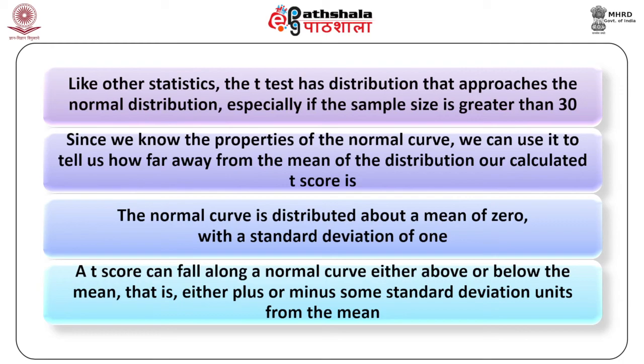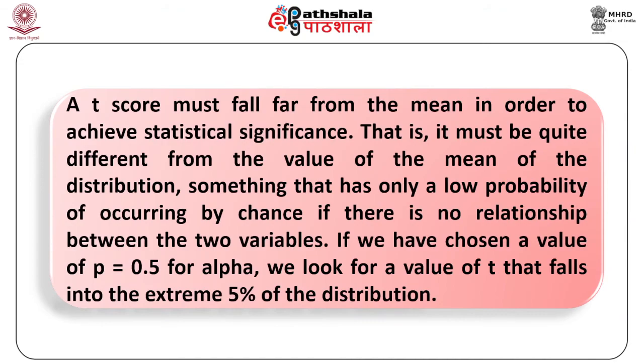The normal curve is distributed about a mean of 0 with a standard deviation of 1. A t-score can fall along a normal curve either above or below the mean, that is, either plus or minus some standard deviation units from the mean. A t-score must fall far from the mean in order to achieve statistical significance. That is, it must be quite different from the value of the mean of the distribution, something that has only a low probability of occurring by chance if there is no relationship between the two variables.